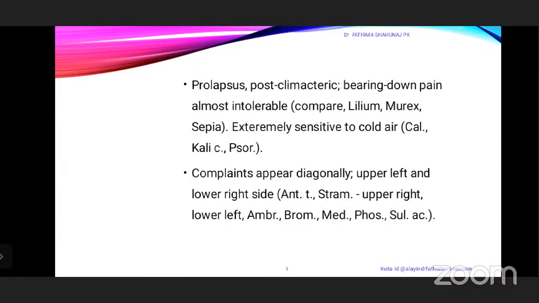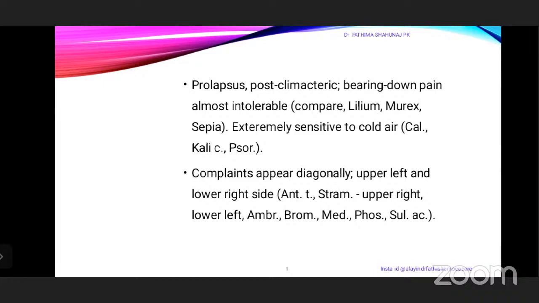In Lilium tigrinum, she has to hold and support the vulva with her hand, and here she needs to cross the limbs, which is ameliorated by pressure. And one more thing, in Murex there will be excessive sexual desire, and in Lilium tigrinum she will keep herself busy due to repressing her sexual desire.